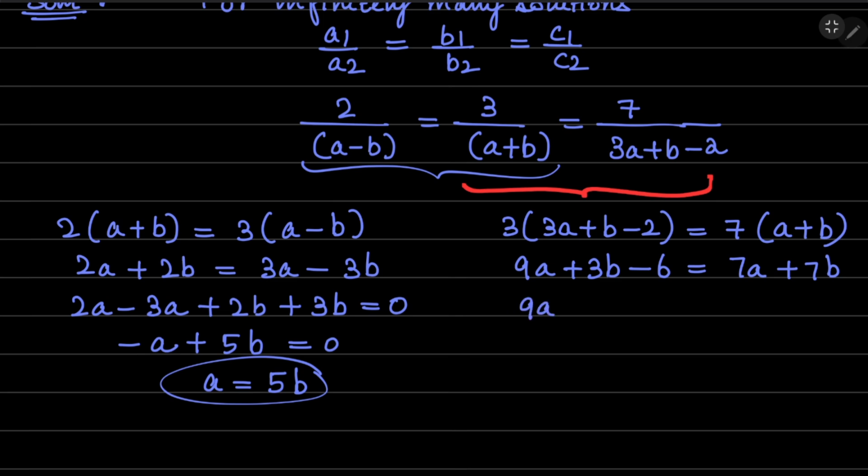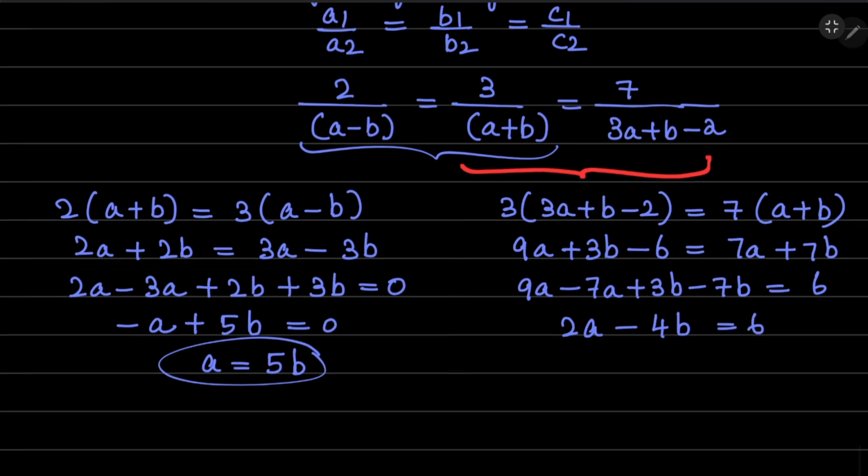Now take all the like terms to one side. So 9a minus 7a, again plus 3b is already on the left hand side. Bring 7b here, so minus 7b is equal to minus 6 goes to the other side, which becomes plus 6. So what is 9a? 9 minus 7, it's 2a. 3 minus 7 is minus 4. So minus 4b is equal to 6. Is it correct?